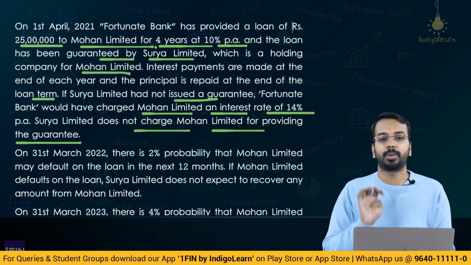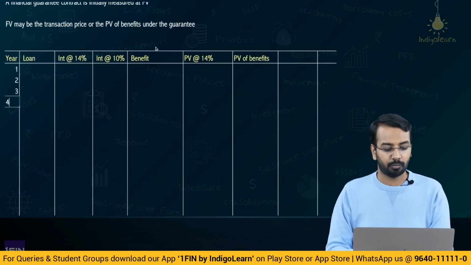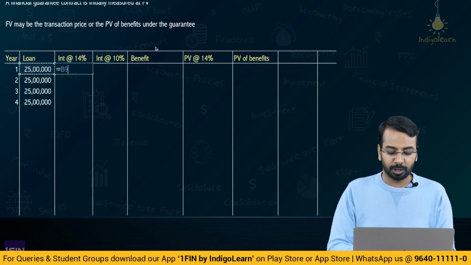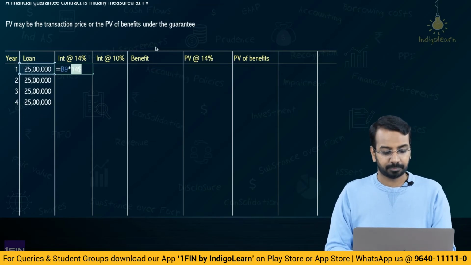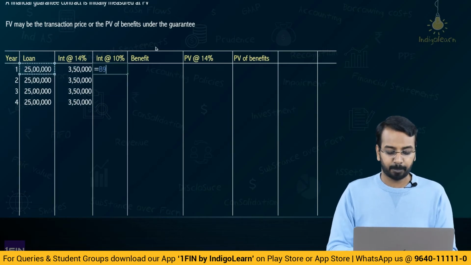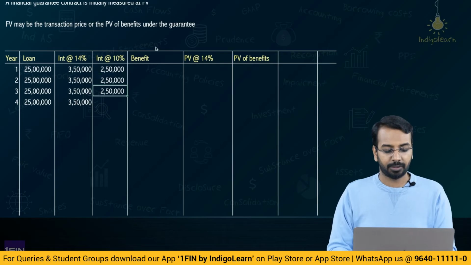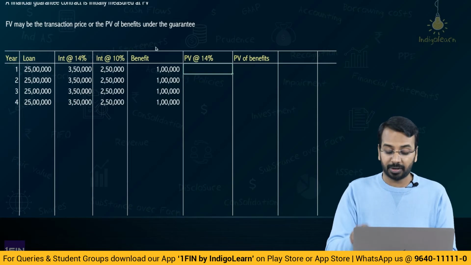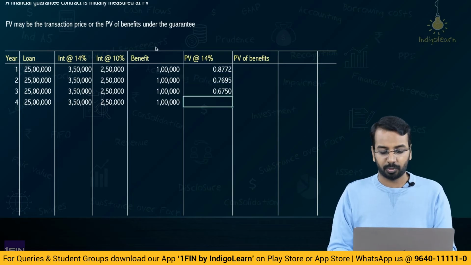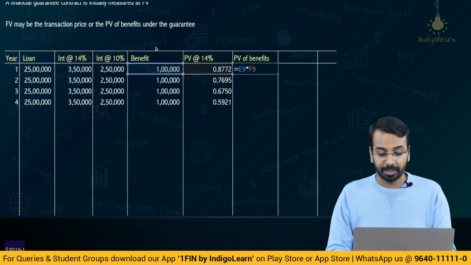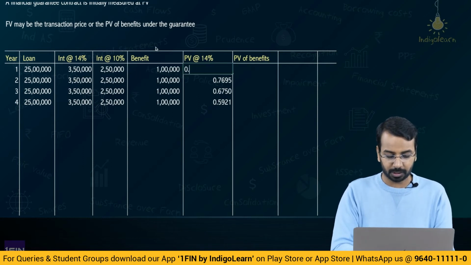For 4 years there is a 4% interest saving. So 1, 2, 3, 4. Loan amount is 25 lakhs. Interest at 14% is 3,50,000. Interest at 10% is 2,50,000. So what is the benefit? 350 minus 250, 1 lakh is the benefit. What is the present value factor at 14%? 1 divided by 1.14, then divided by 1.14 again, and so on. Present value of benefit is 1 lakh multiplied by 0.8772. Now there could be a difference, so let me just punch it up.